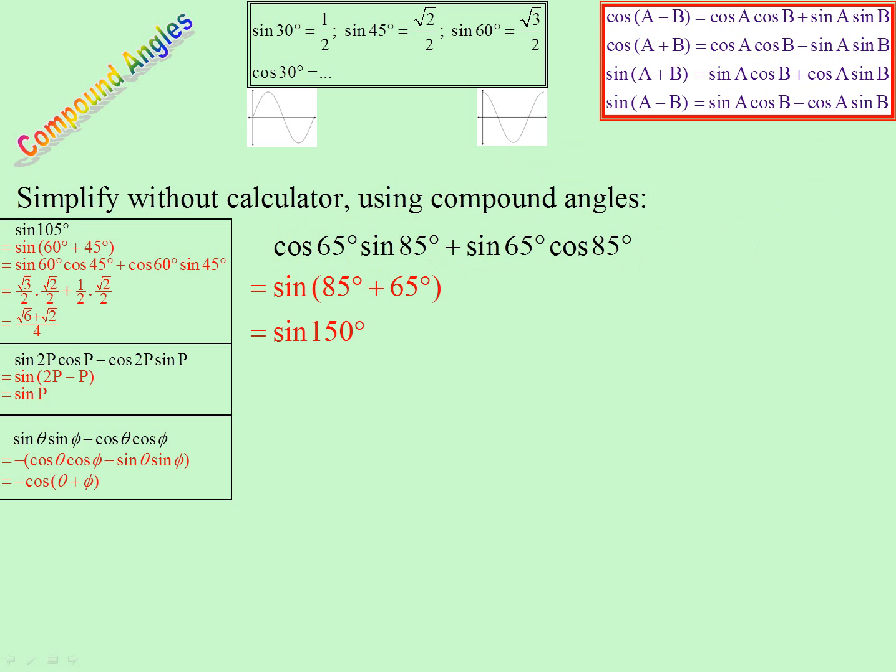Let's add the angles. 150. Second quadrant, 180 minus 30. Positive for sine. That gives us our half.